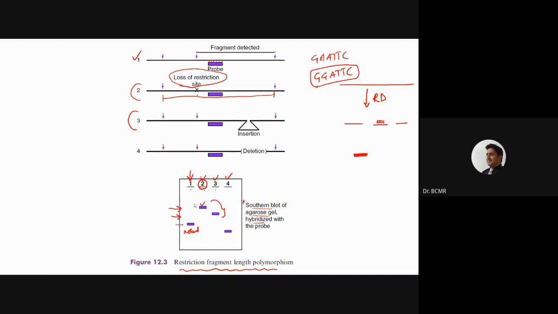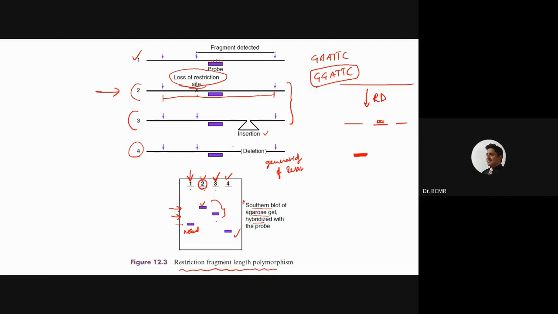Is there any insertion? There is no insertion in this, yet you are seeing a larger fragment. One of the possibilities is the loss of a restriction site. That is one way of thinking about it. But there are two possibilities, as I was saying. Either it could be a loss of restriction site, or it could be an insertion. That is also a possibility, like in the case shown here for 3. In 4, sorry, it could be a deletion. Like in the case of 2, it could also be a generation of a restriction site. That is also a possibility.